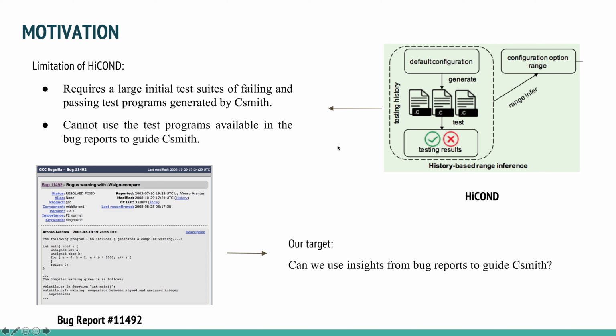used by HiCOND. Secondly, our approach can work with few failing tests, but they need a significant amount of passing and failing tests for such a method. The particle swarm optimization technique used in HiCOND requires a large initial test suite of failing and passing test programs generated by Csmith. Unfortunately, as GCC matures, it becomes harder for Csmith to trigger failures in updated versions of GCC, which negatively impacts HiCOND's applicability on newer and more stable versions of GCC. So our target is: can we use insight from bug reports to guide Csmith?